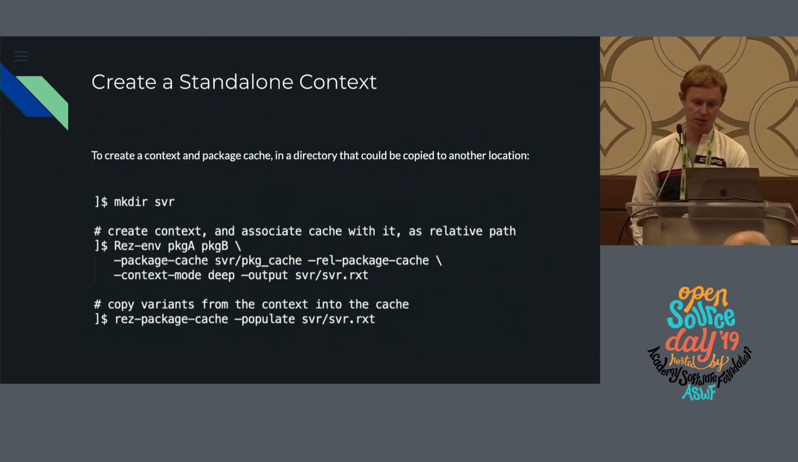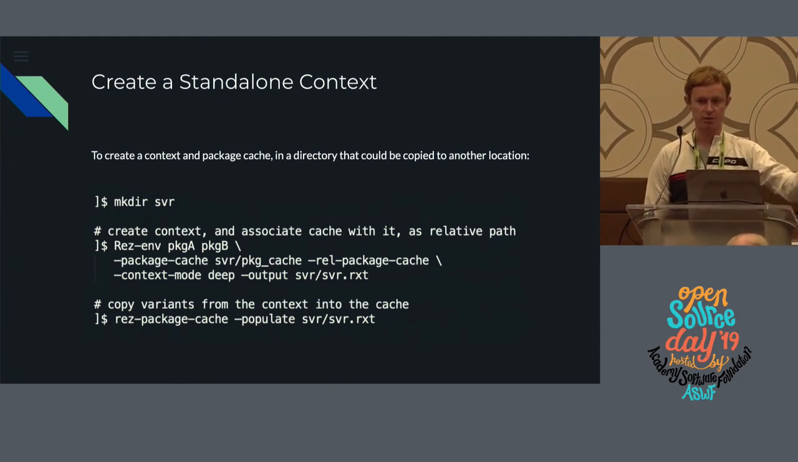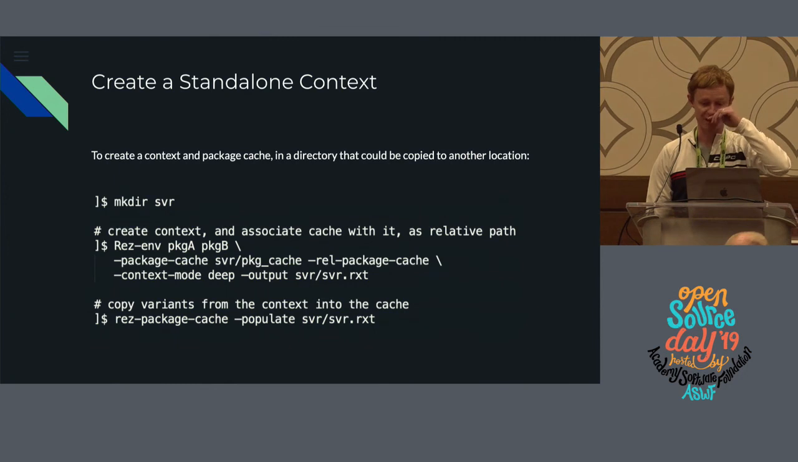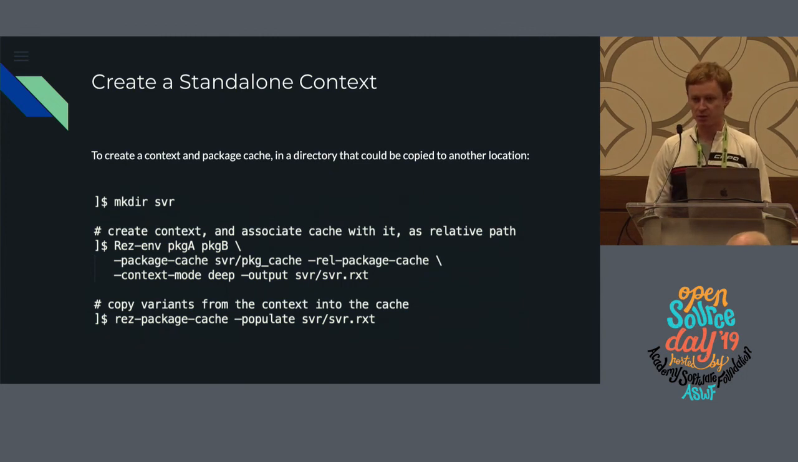This is a more interesting case where you want to create a context that's entirely standalone. So this example would create a directory that contains both the context and all of the variants that context refers to. You would then literally be able to just copy that onto a server or into an image or something, into a containerized situation, and have something running completely standalone. The only prerequisite you need at that point is that Rez would have to be installed on the target system.